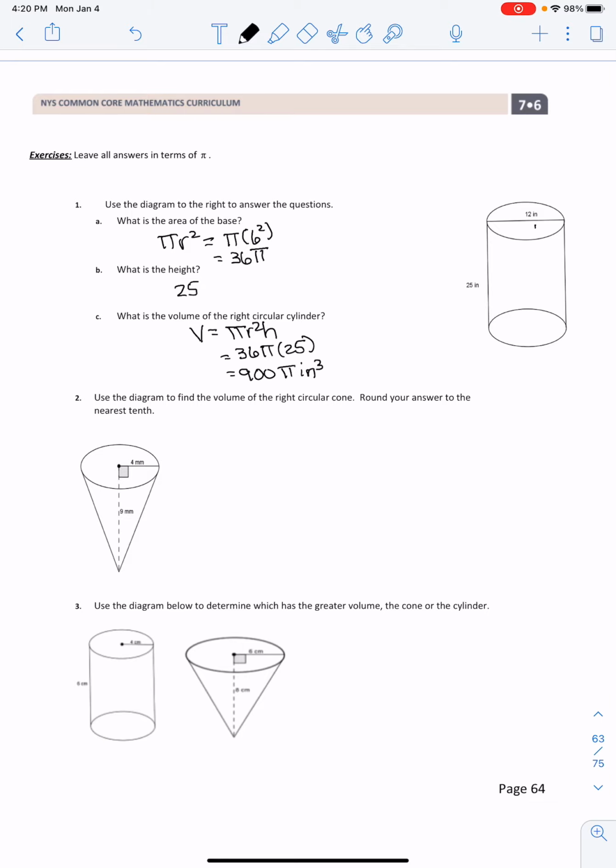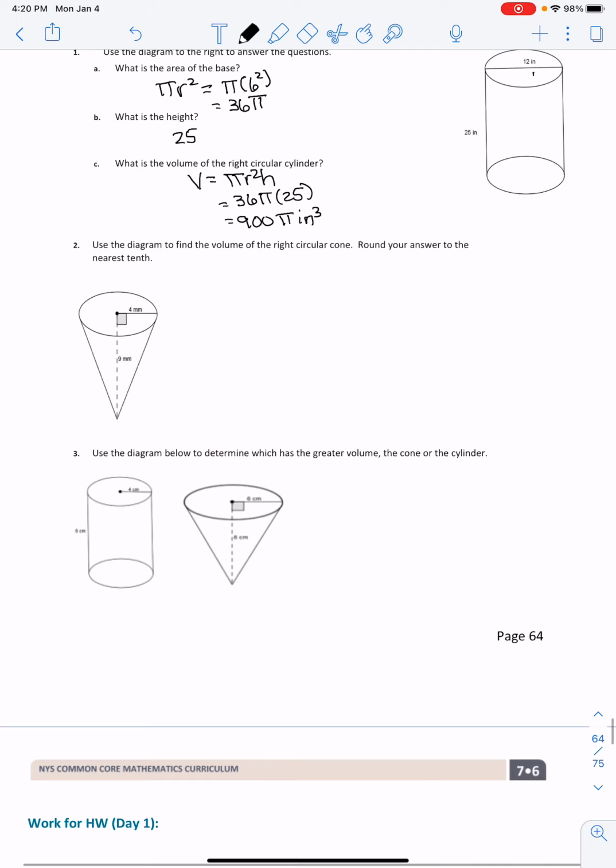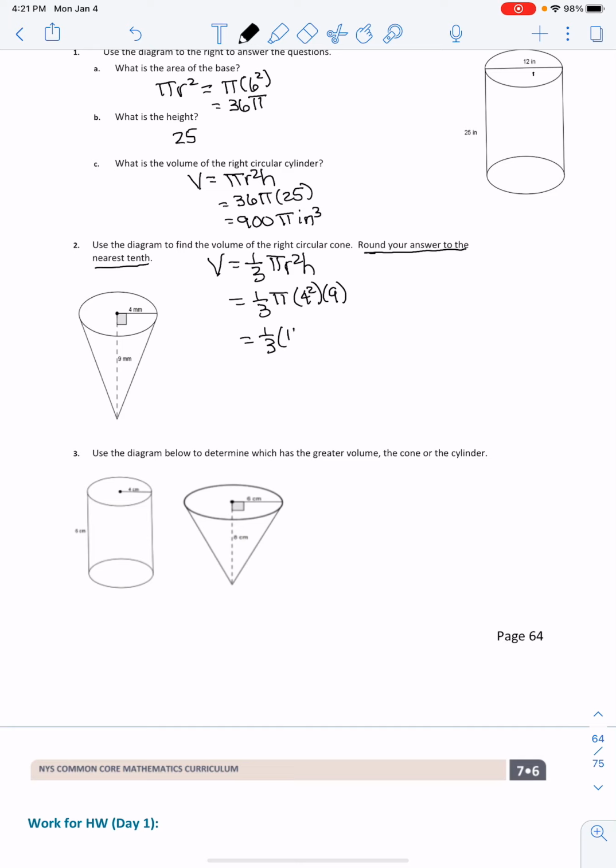For our cone, it says use the diagram to find the volume of the right cylinder or right circular cone. Round your answer to the nearest tenth. So we're not leaving it in terms of pi. Our volume equals 1/3 pi r squared h. So I have 1/3 pi, r is 4, so 4 squared, and our height is 9, so times 9. So now we have 1/3 times 16 times 9 times pi.